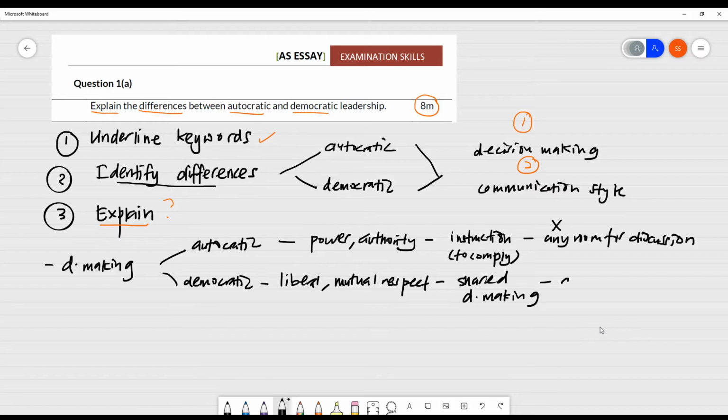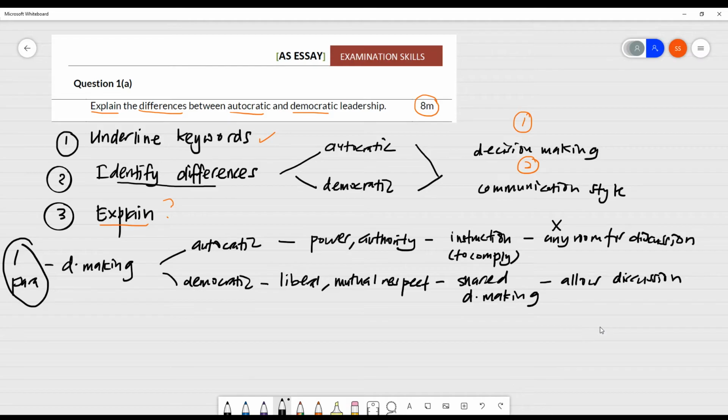Right? So they allow discussion, right? To allow the employee to also share their thoughts and their views, so that the decision made is a more conclusive, justified one, right? That involves the employee input as well. So in terms of decision making, you can see in this point itself, you can elaborate this in one paragraph. All right, one paragraph talking about decision making and comparing autocratic and democratic leadership.